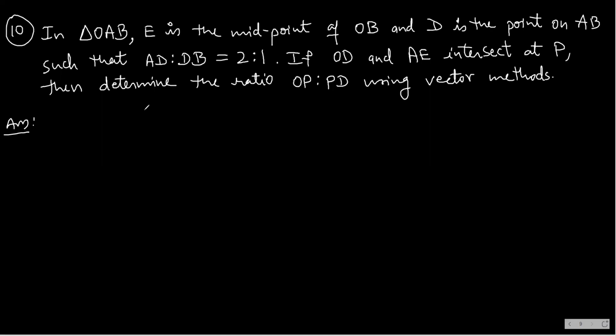Now let's move to question number 10 from the same exercise. This question is: in triangle OAB, E is the midpoint of OB and D is the point on AB such that AD is to DB is 2 is to 1. Okay, so you have a triangle OAB. Okay, I draw a triangle OAB.